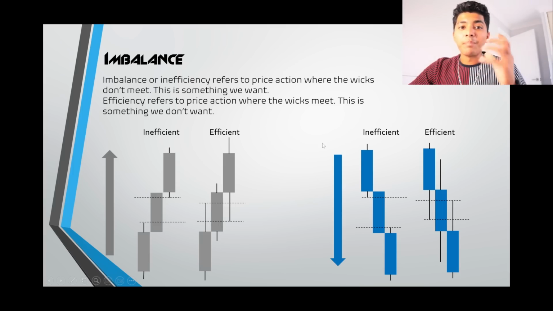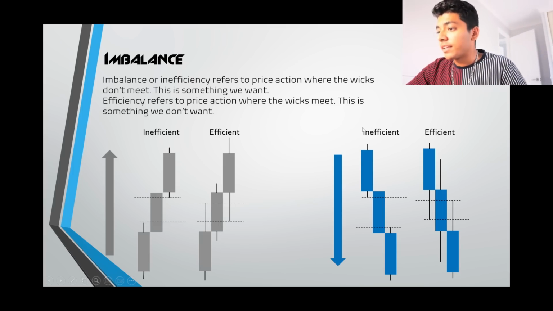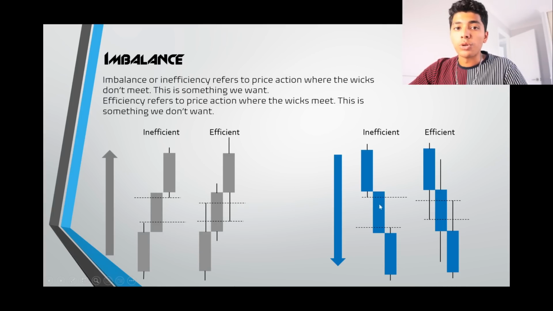Okay? And here we have the bearish scenario. As you can see, this is the inefficient price action. This wick does not meet this wick. Therefore, it creates this little fair value gap here. And this is a good zone to be trading in because not many orders have been filled. Therefore, the market might come back in and mitigate this zone right here.